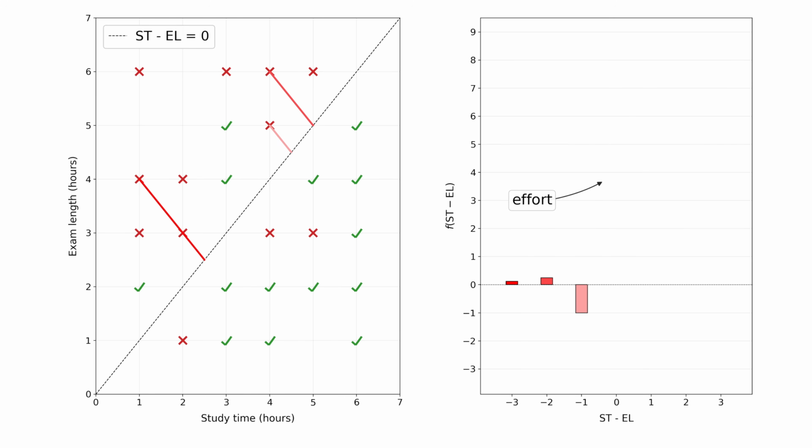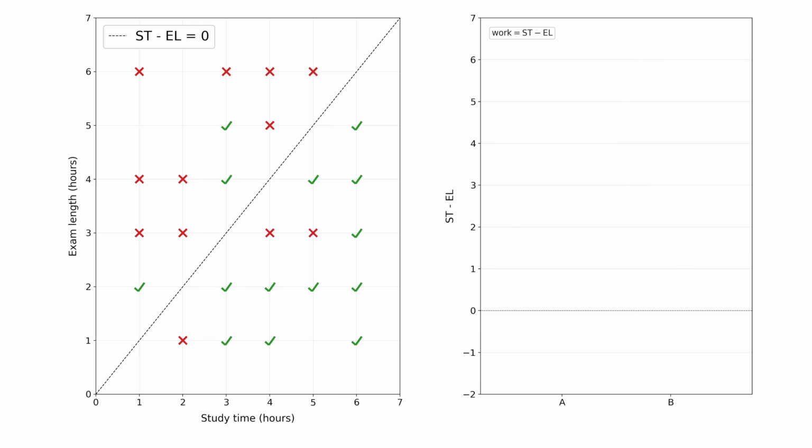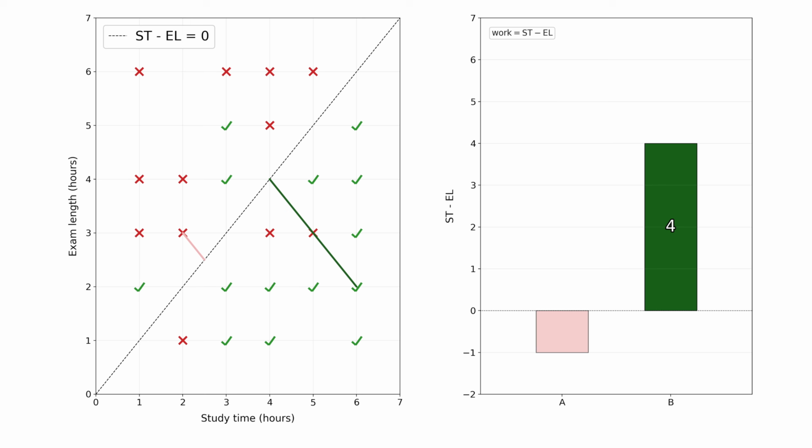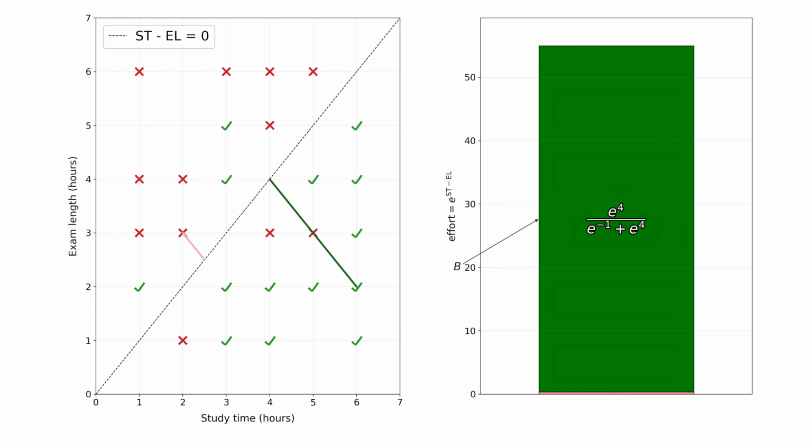Now we have a way to convert student work into effort. We can now create probabilities as the relative difference in effort between two students. We first get the work they did by looking at the difference between their study time and exam length, then convert that work into effort using the exponential function. Finally, we use normalization to calculate the relative share of the effort as probabilities.